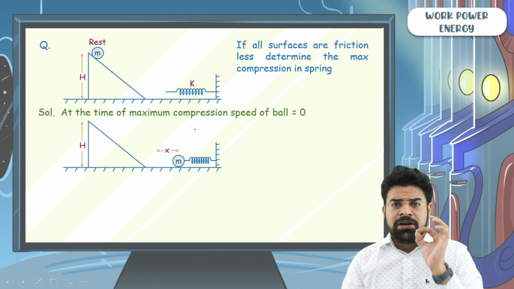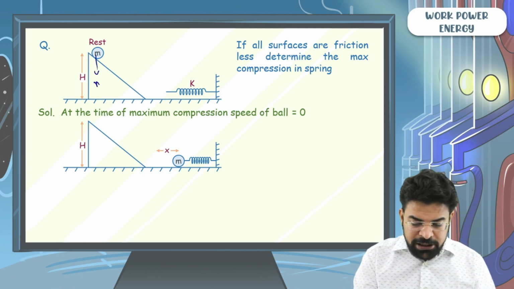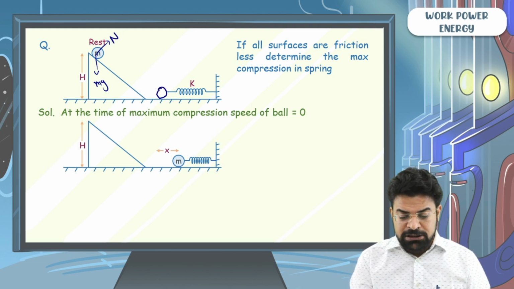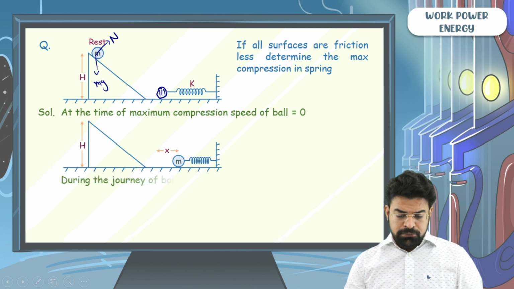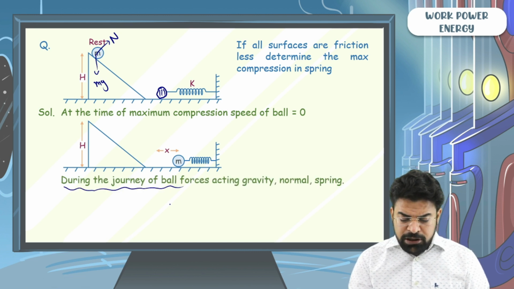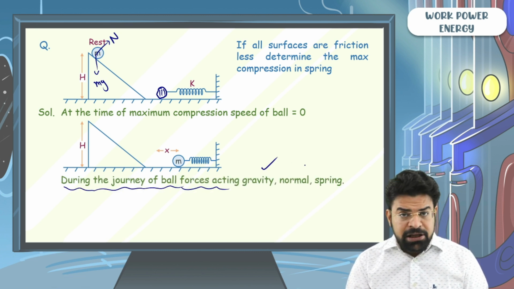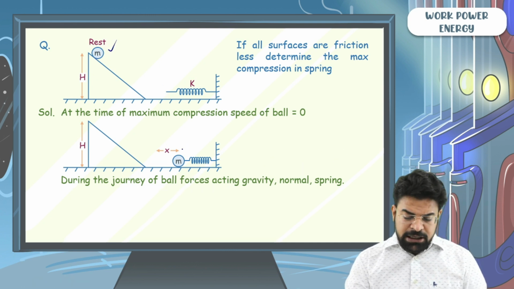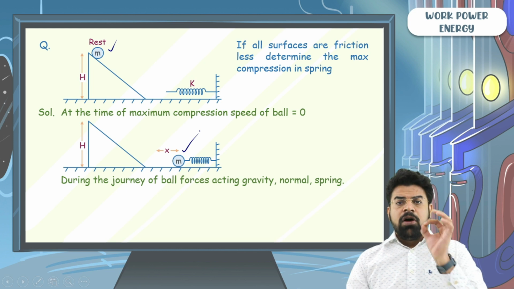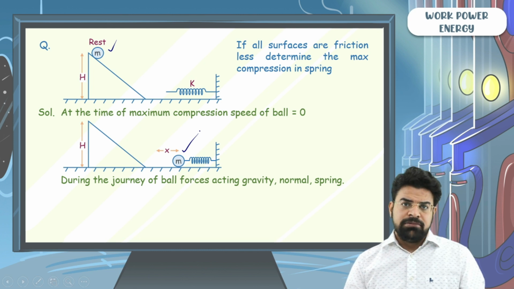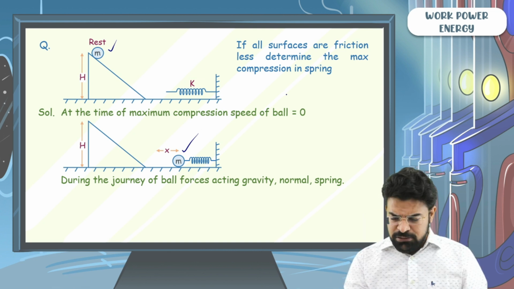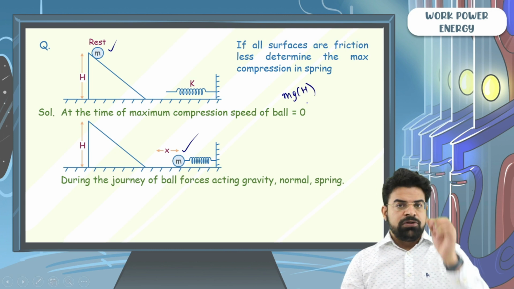Here on the ball 3 forces act. The force of gravity, yes sir, the force of normal, yes sir, and the force of spring once the ball reaches the spring. So we can say during the journey of the ball, forces acting are gravity, normal and spring. Tell me, from the initial state to the final state, what will be the work done by gravity? So you will say, sir, gravity is a constant force downward. Work done by gravity will be force times displacement in the direction of force, mgh.